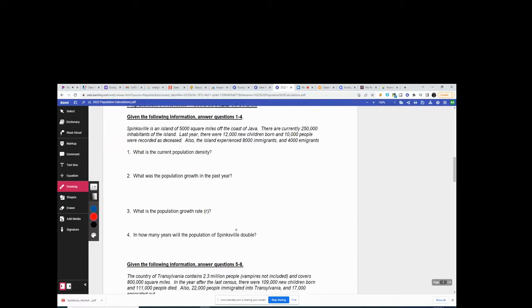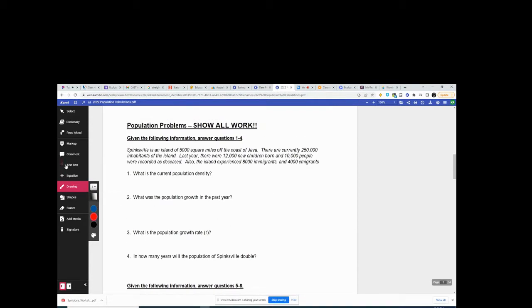All right, so here we go. I'm going to do all of 1, 2, 3, and 4. What's the current population density? Let me get my calculator out again. Current population density of Spinksville. All right, so the population density, first of all, the formula is population divided by the area. So now that we know what that is, the population of Spinksville, let's get my drawing tool, 250,000 people live in Spinksville. How big is the area? 5,000 square miles. All right, so we got it. Spinksville, there's 250,000 people.